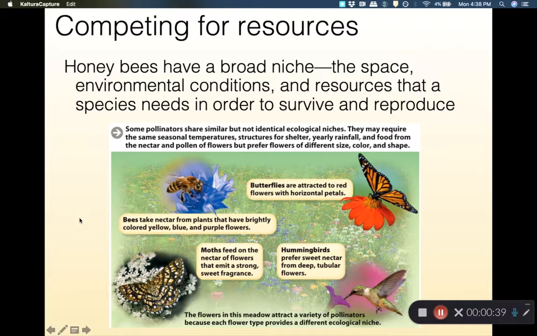So, for example, your book gives the example of the honeybee. Honeybees actually have a very broad ecological niche. So they're pollinating lots and lots of different types of flowers and are able to do so. Other pollinators are not as prolific, and because of their size, are unable to pollinate a lot of plants in which the honeybee is essentially the primary pollinator in the system. Again, sort of highlighting why honeybees are such an important species.